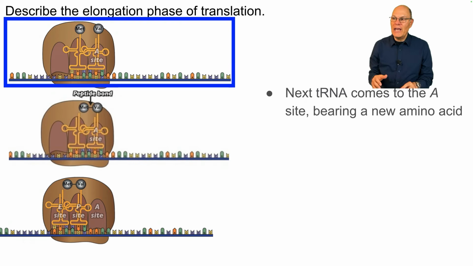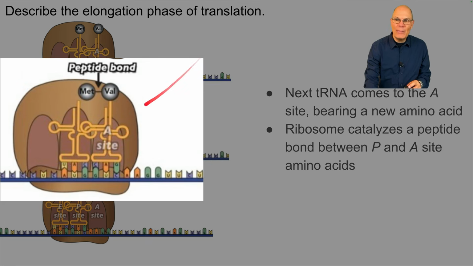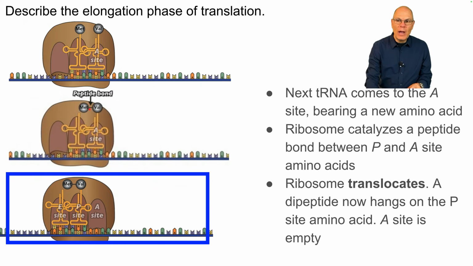Describe the elongation phase of translation. The next tRNA comes to the A site and it bears a new amino acid. Here it is. The ribosome then catalyzes a peptide bond between the P and A site amino acids. So here's a peptide bond that's forming between methionine and valine. Then the ribosome translocates. It moves over one more codon. So that means that a dipeptide is now hanging off the P site amino acid.